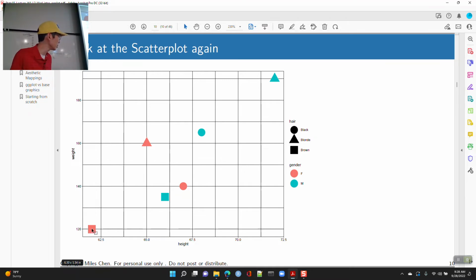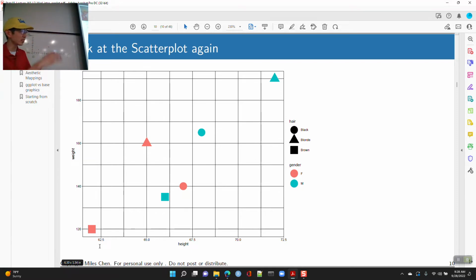Okay, right now, one property is where it is positioned horizontally. Where is it positioned vertically? Those positions on the X and Y axis are aesthetic attributes. The shape, right now it's a square, is an aesthetic attribute. The color is an aesthetic attribute. There are other things we could also manipulate.